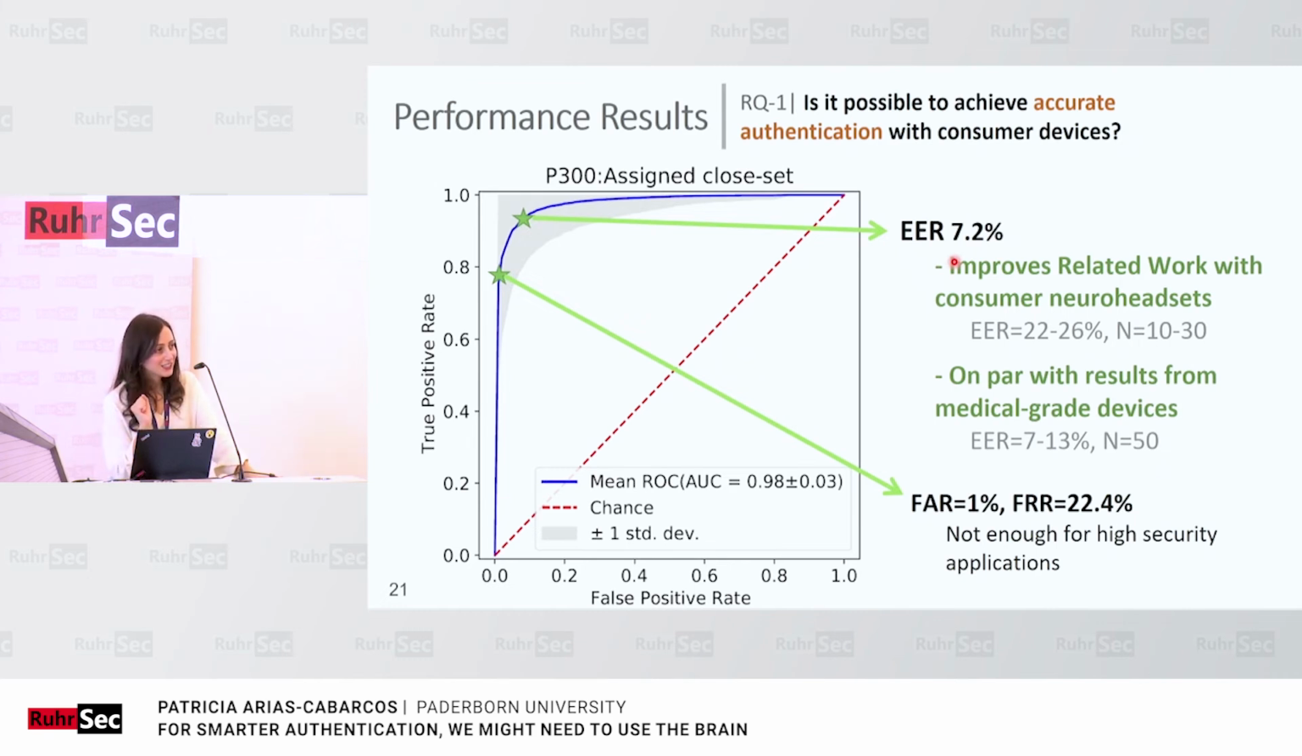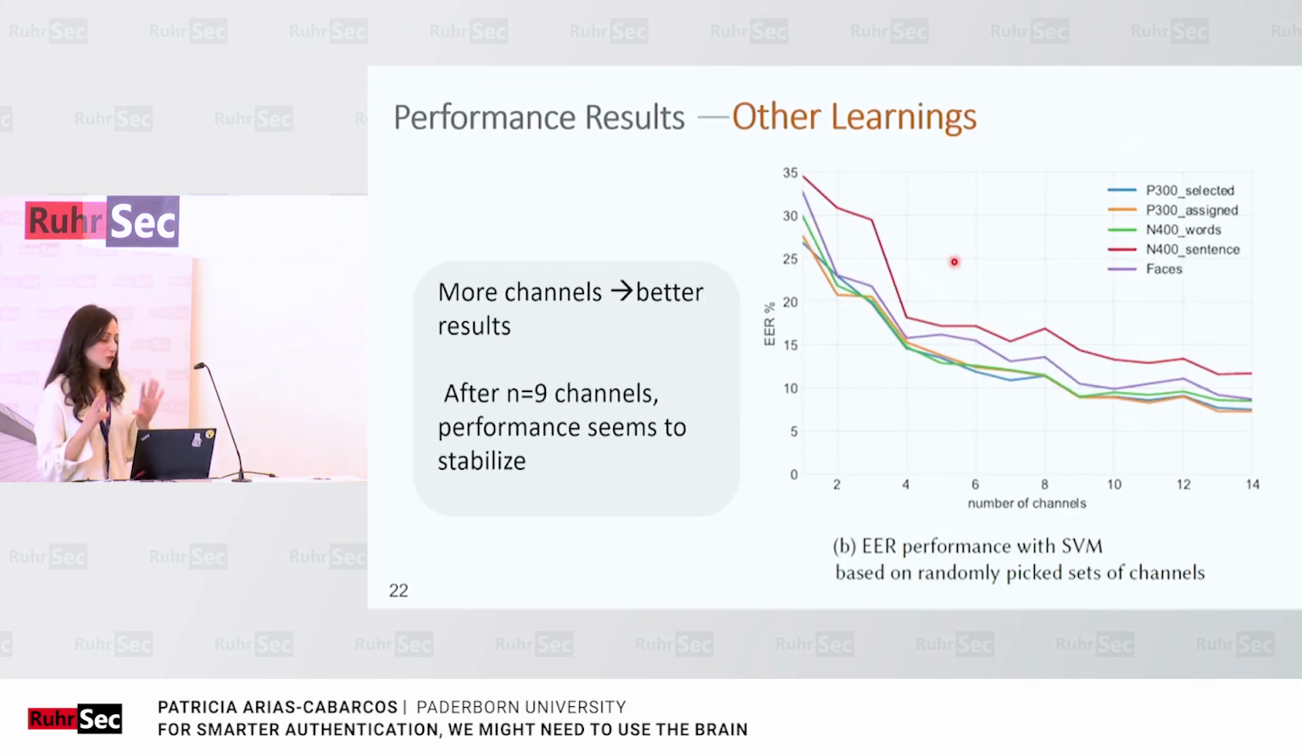This 1% is good for low security applications, but if we want to use this type of authentication in high security applications, the requirements are more strict, like 1 in a 100,000 false acceptance rate. So here again, there is room for improvement to get more accurate systems using brainwaves as authentication. And those were the main results regarding performance. There have been other learnings through the process that I also want to share with you.